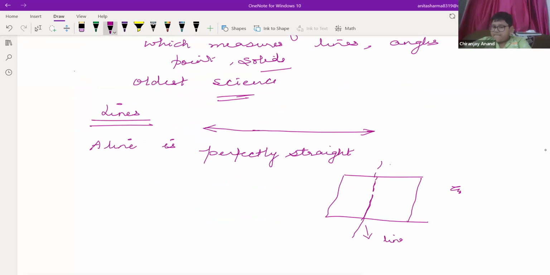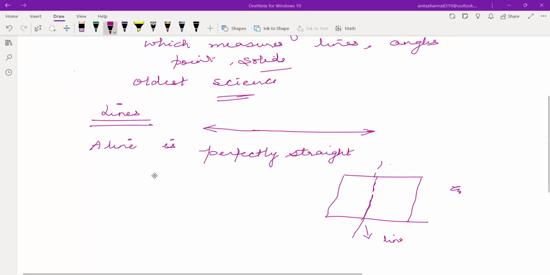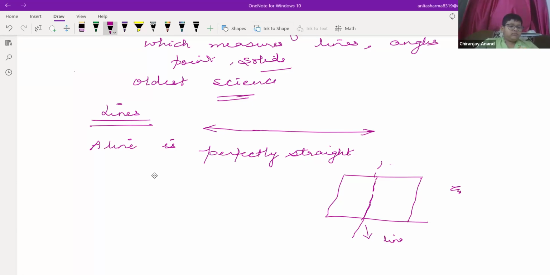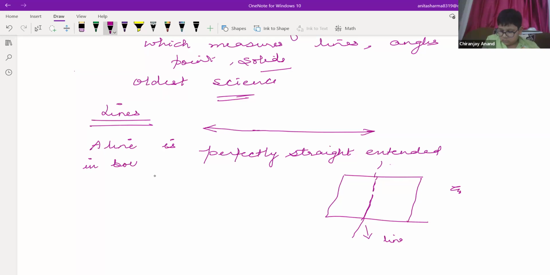Ma'am, it does not have any endpoints. No, a line doesn't have any endpoint. Okay, so a line, see, a line is perfectly straight, extended, which means extended in both the directions.